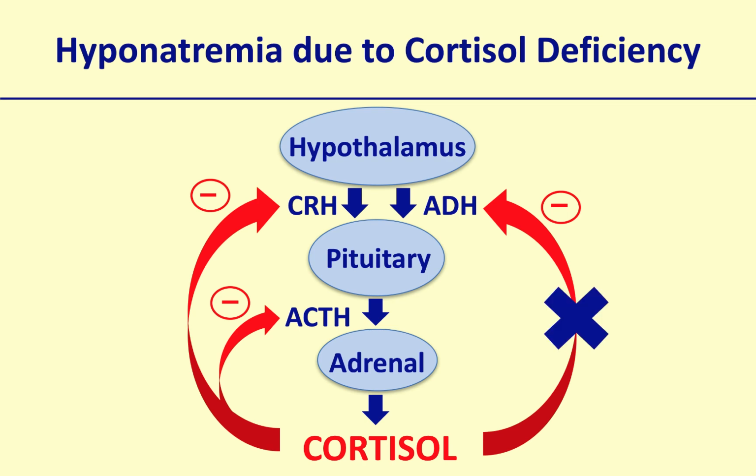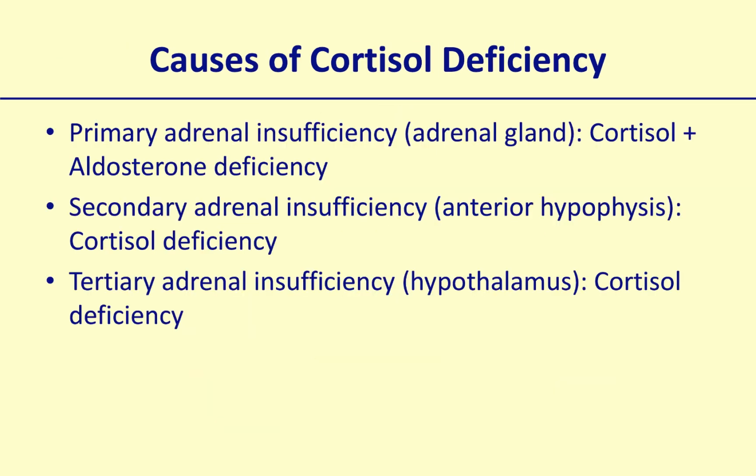Now, there are 3 causes of cortisol deficiency. We have primary adrenal insufficiency when the problem is the adrenal gland. We have secondary adrenal insufficiency when the problem is the anterior hypophysis. And we have tertiary adrenal insufficiency when the problem is the hypothalamus. So, in secondary and tertiary adrenal insufficiency, the problem is just that there is no cortisol and therefore ADH will be uninhibited. However, in primary adrenal insufficiency, there is a double reason to develop hyponatremia.